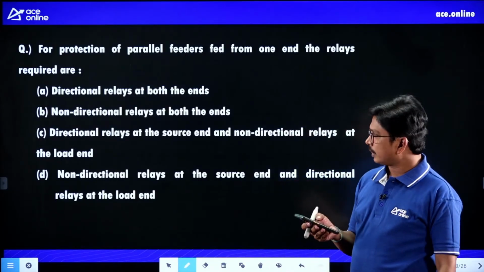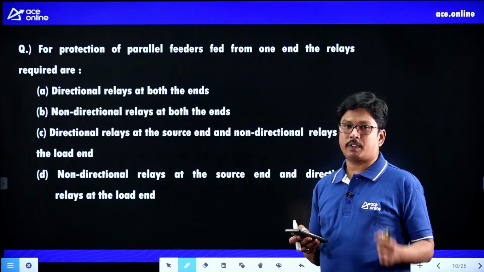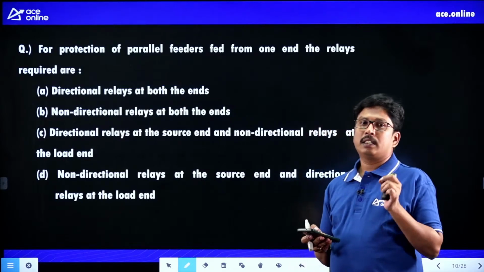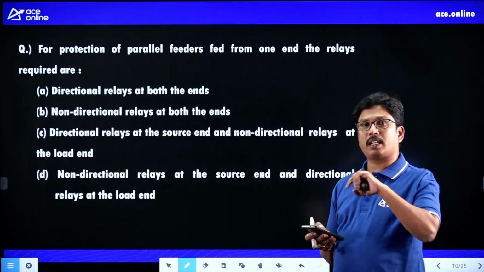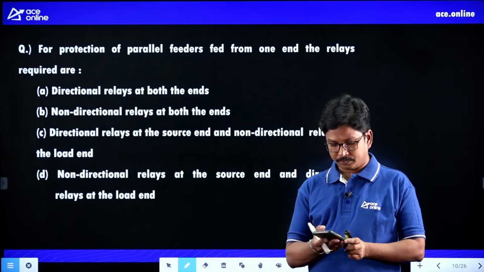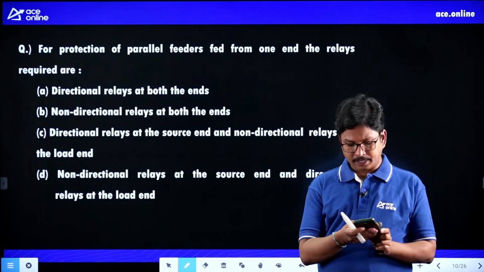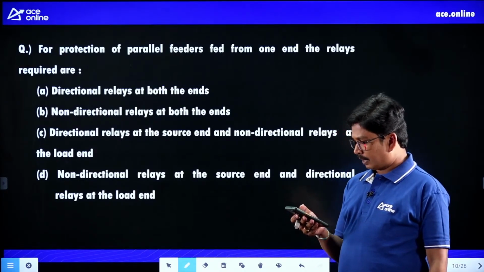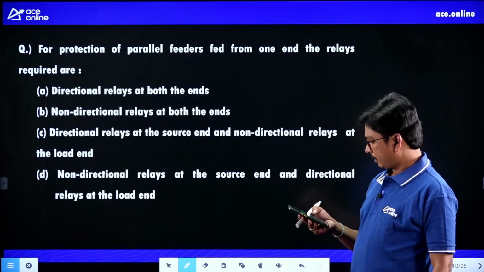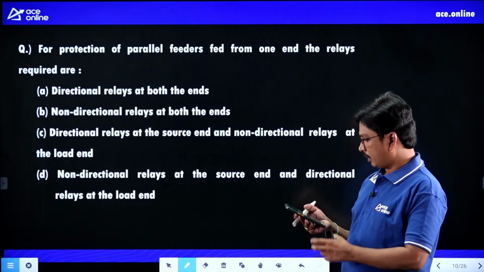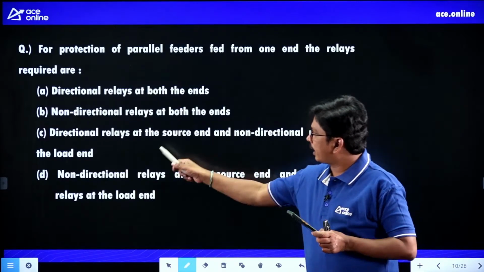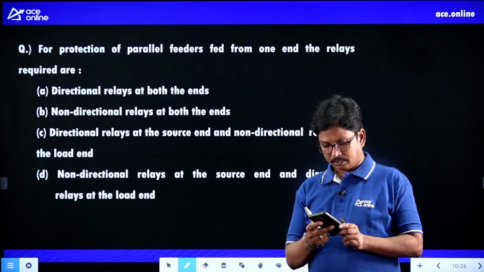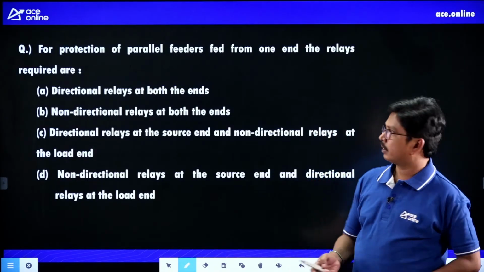Very good, Amala. For protection of parallel feeders, this is one of the most important questions, students. We need directional relays at which location, and non-directional relays at which location? Right. Option D. CF. Bhushan, what is the meaning of CF? What is the difference between the fourth option? Yeah, Aravind Reddy, please check that. So directional relays at the source point here, non-directional relays at the load end. That's what they have given. Yes, very good. Just check here.